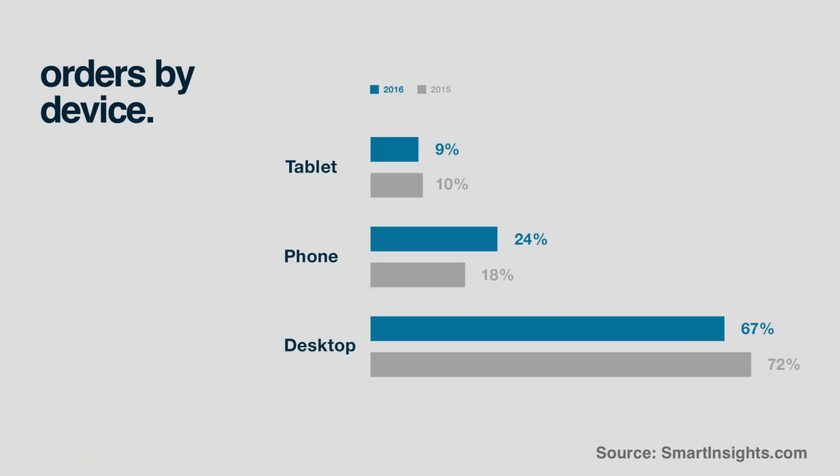The other thing that I think is really important to look at, especially in this day and age, is orders by device, and that really has to be taken into consideration. Last year saw the share of mobile orders, including mobile and tablet, in all e-commerce increase to 33% from 28% in 2015.